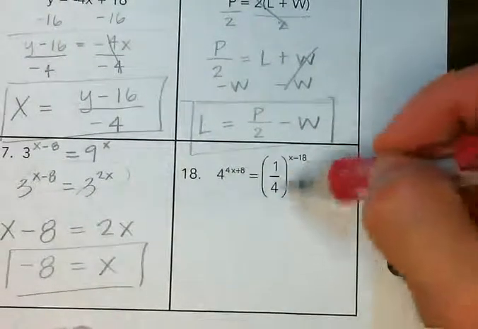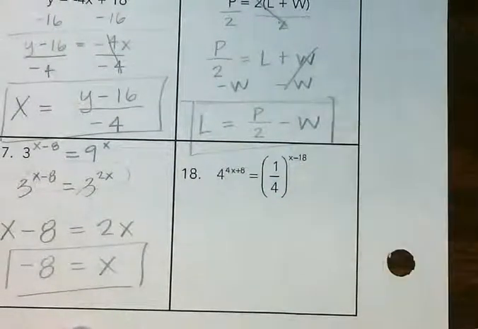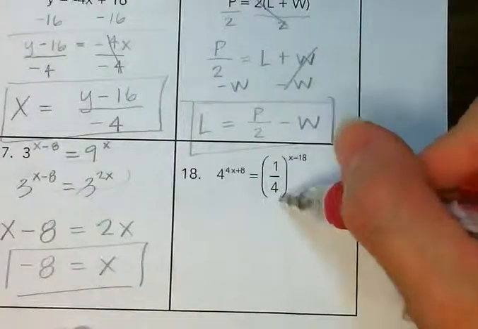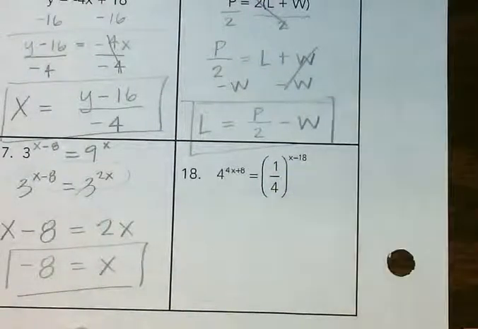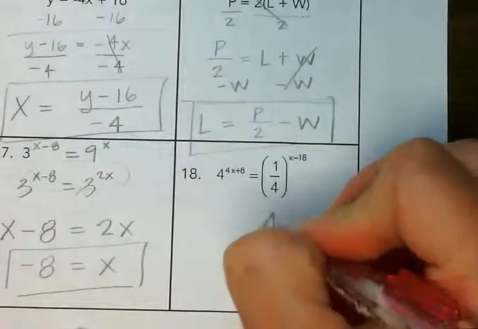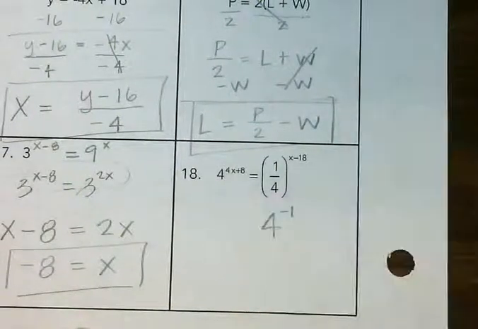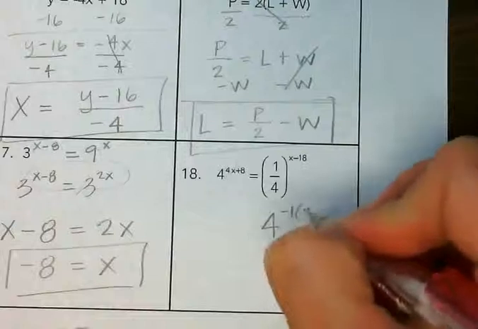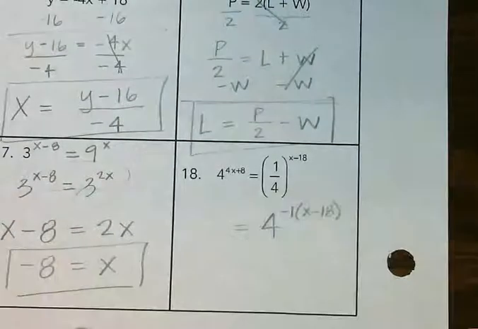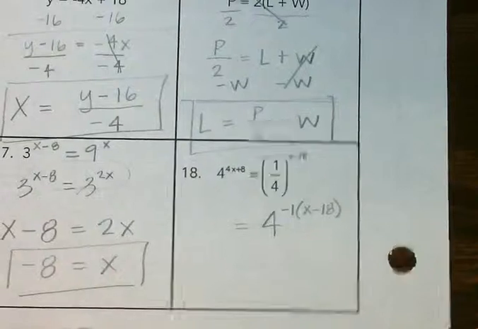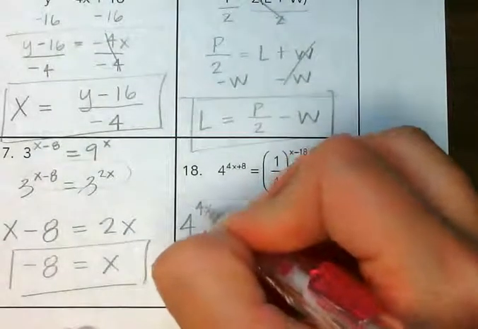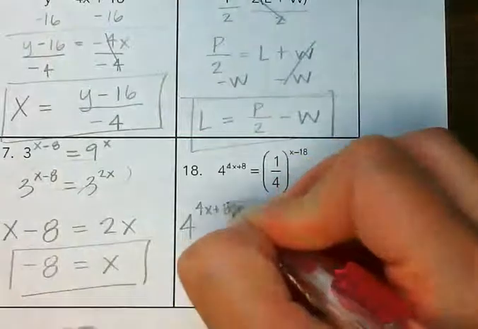This one's a 4, and this one's a 1/4. Hopefully you remember from Math 8 that we can change fractions into numbers that have negative exponents. So I'm going to rewrite 1/4 as 4 to the negative first. And then this one already had an x minus 18 on it, so I need to fill that back in. I can't just lose that. This one over here was already a 4, so the bases are the same. This exponent is 4x plus 8.